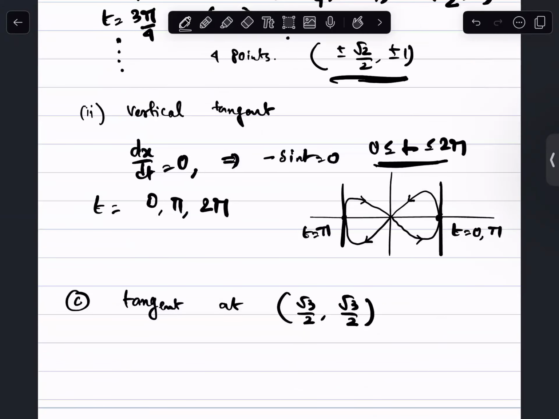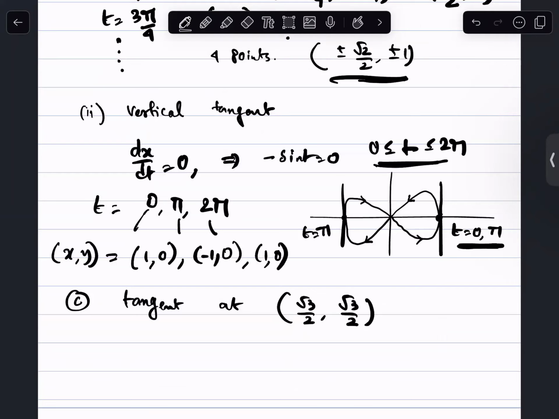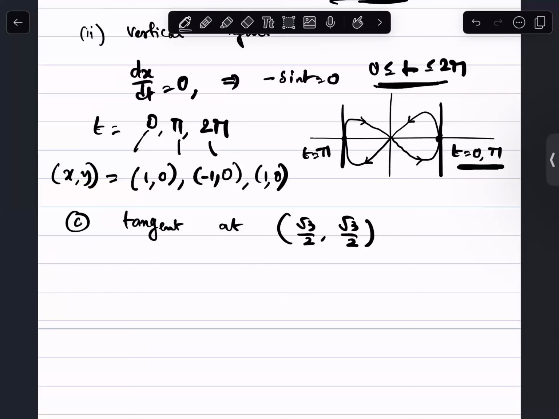And you can also get the values for x, y depending upon these 3 points. Those will be of this form: 1, 0, minus 1, 0, and 1, 0 again, because at t equal to 0 and pi, I'll get the same point. So these are like 2 points only. The next part was to find the equation of the tangent at this point.